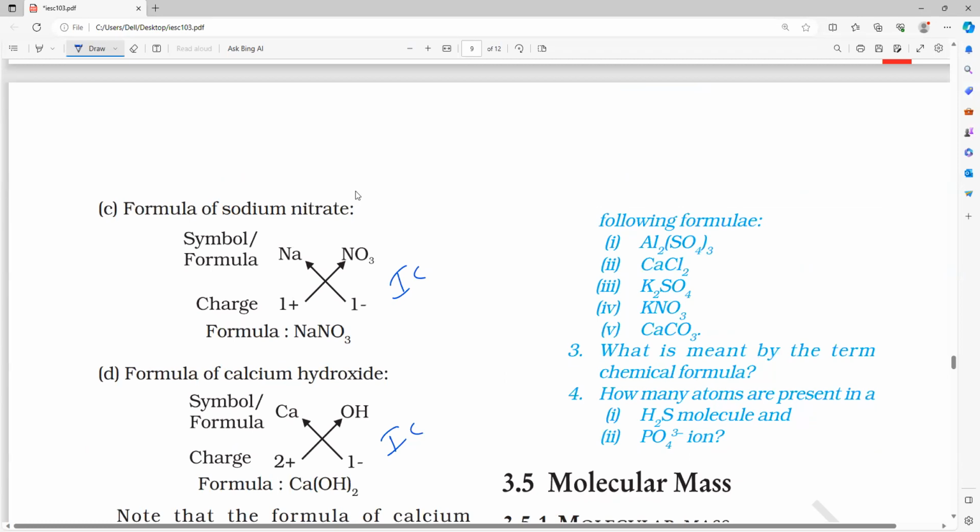Now, your duty is to find all of this. Everywhere you have to do it. Find the formula unit mass of this one, this one, this one, this one. Everything you have to do and tell me.